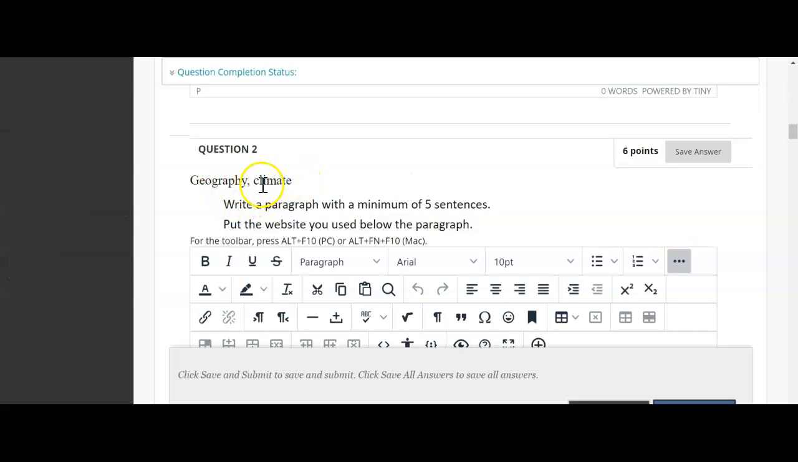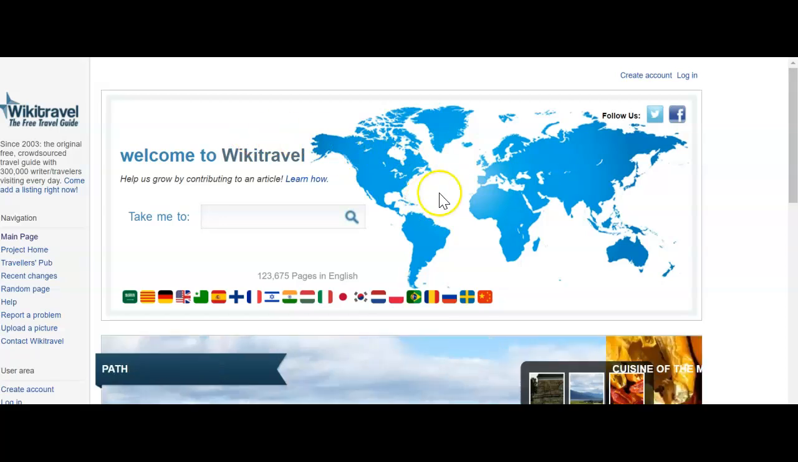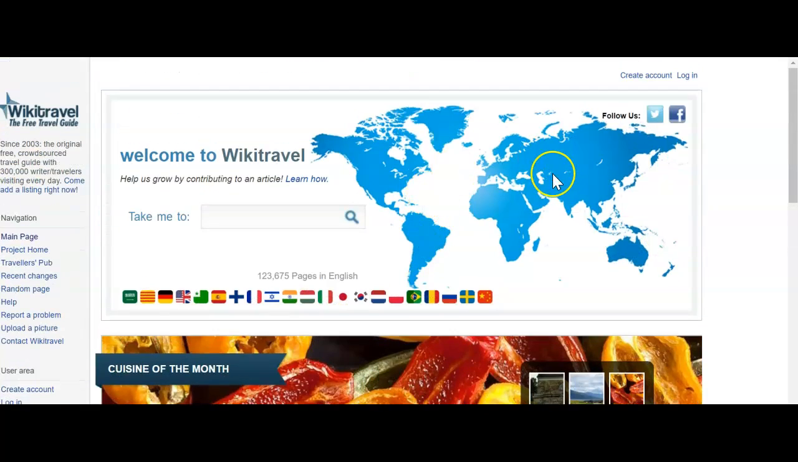Question 2, geography and climate. Same thing. You're going to just write one paragraph. One website you can use is wikitravel.org, but just Google the country, find a website that you like. I'm open-minded about that.